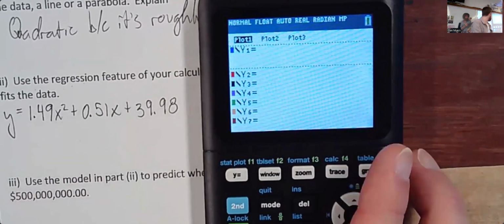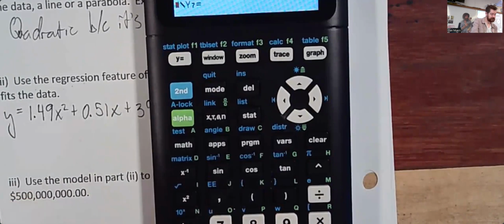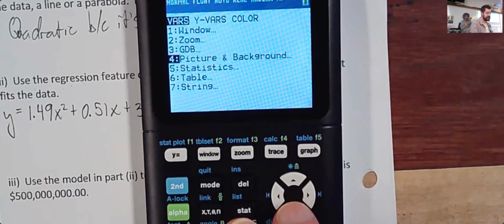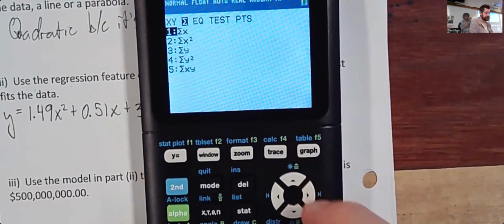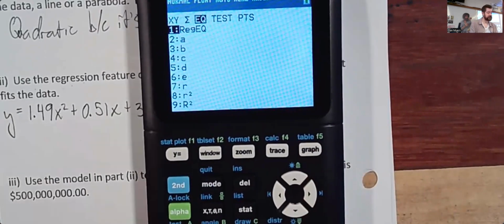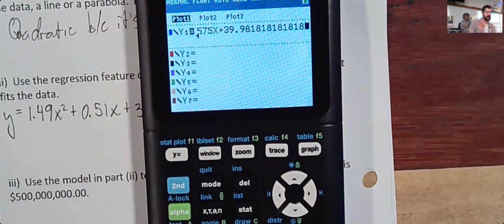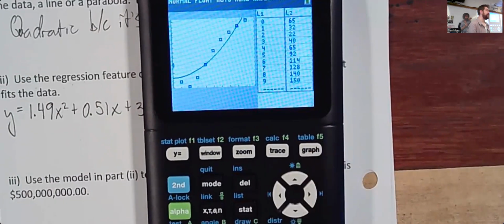And then to import that function, you're going to click the button that says vars right here, right underneath the down arrow. So hit vars, go down to number 5, statistics on the vars menu, hit 5 or go down and select 5. And then scroll over to EQ. And then you're going to choose this first one, reg EQ. So this is the stored equation that's on your calculator. And you're going to hit enter. And right there, it'll import it right into that Y1. And then if you go back to your graph, it should model that with a rough estimation through the points that are there, which is kind of cool.